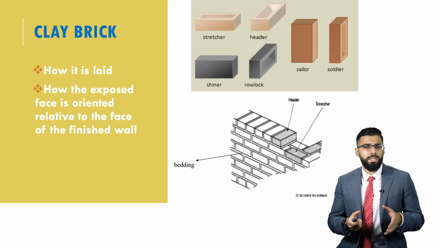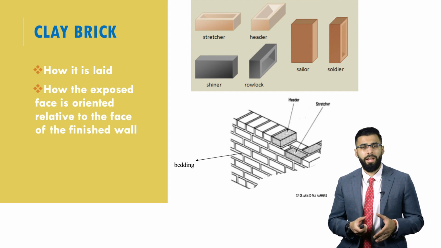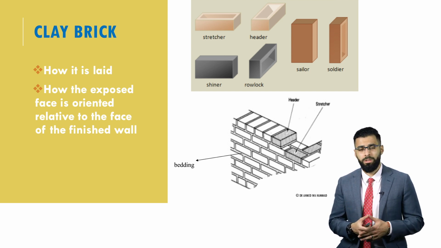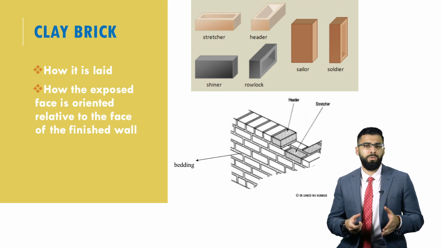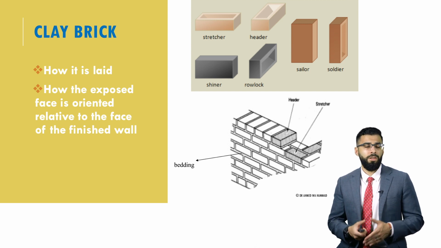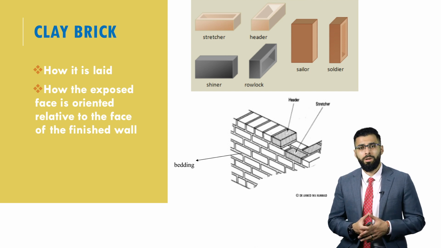The brick is given a classification based on how it is laid and how the exposed face is oriented relative to the face of the finished wall. Now, in the image in front of you, these are some of the common orientations of bricks on structures. If you're considering a wall, for instance, some of the common orientations adopted include the stretcher orientation, the header orientation, and the soldier orientation.